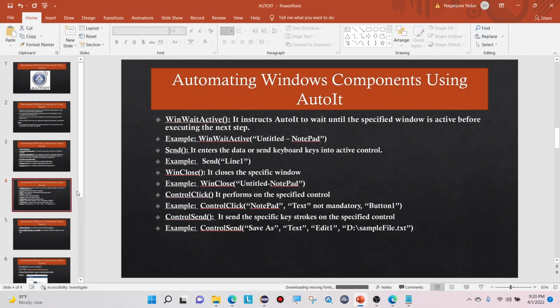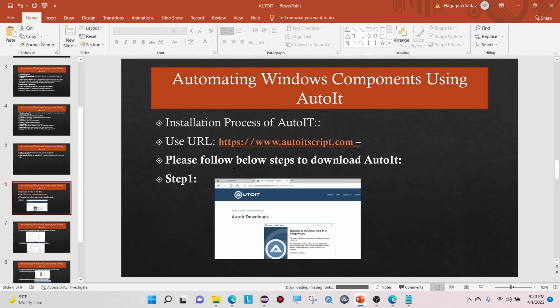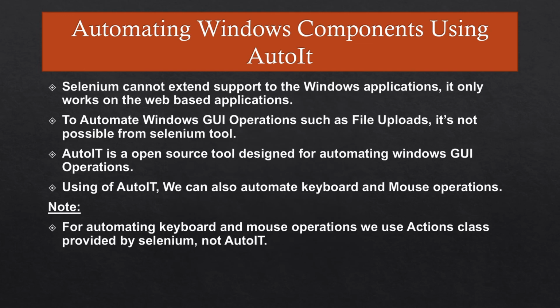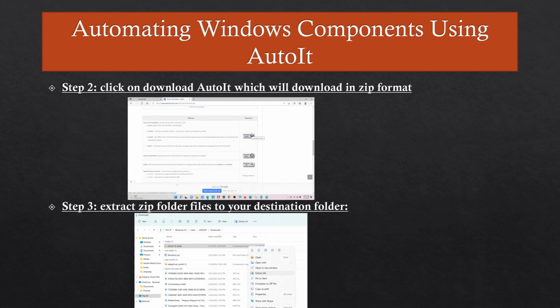Let me quickly show you some slides on how we can download AutoIt and the installation part. So here is the first installation process of AutoIt. To use that you can hit this URL, www.autoitscript.com. Once you hit autoitscript.com, you will get some downloads here. You can see one download option there, download AutoIt. Once you download it, it will be in the form of a zip folder. Once you download that zip file, you need to extract your files to your destination folder.